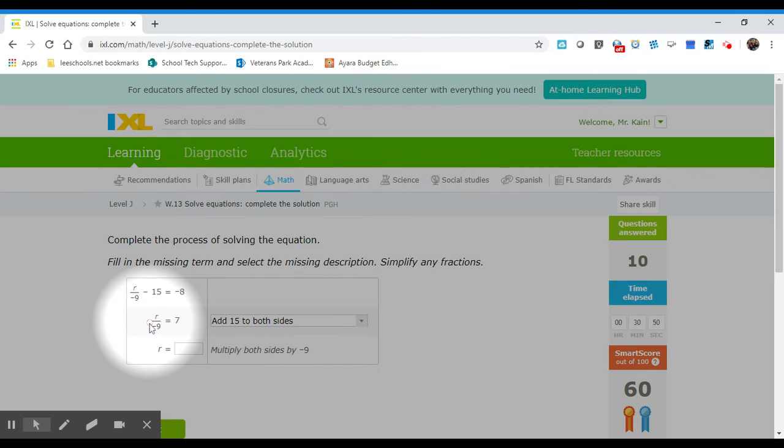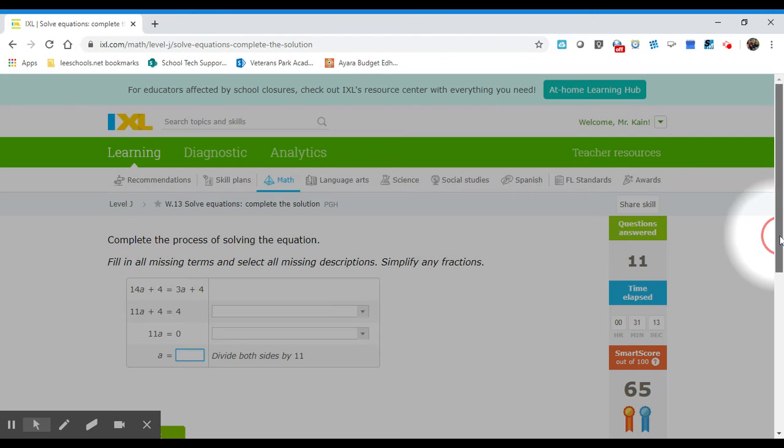Now look up here and look down here. What's missing? The negative 9 is missing because they multiplied both sides by negative 9, which is how you get rid of division. And then if I multiply this side by negative 9, I get 7 times negative 9, which is negative 63.